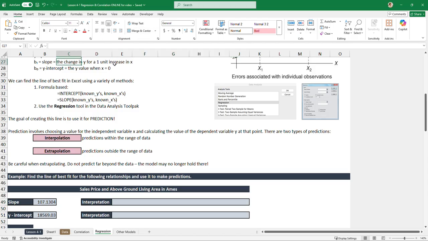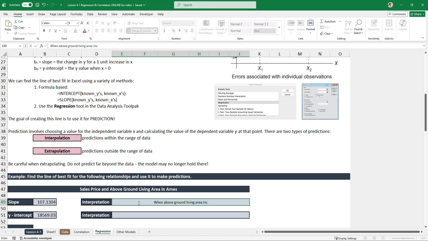So what do these values mean in terms of sales price and living area? Remember, the slope is the change in y for a 1-unit increase in x. So what this means is when above ground living area increases 1 square foot, because the slope is positive, this means price also increases, but by 107.13, the value of the slope. The change in y is 107.13 because that's positive, which means it's also an increase from a positive correlation.